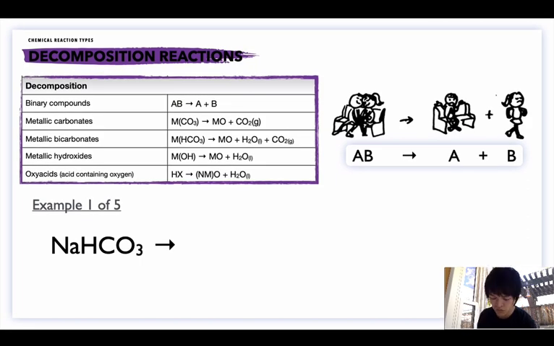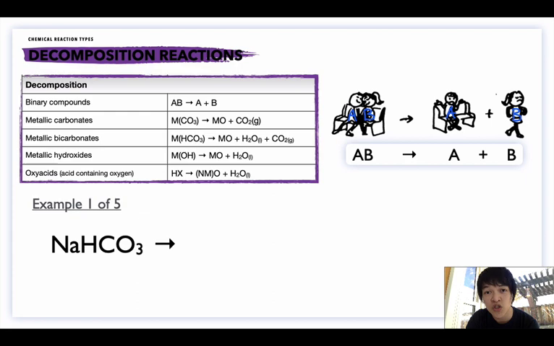Now, in a decomposition reaction, it's very simple. You start with one compound, and that compound you have on the left side of your equation. What you're going to get is multiple products. So in this generic example, we have a couple that's together, but then they break apart. That's basically what a decomposition reaction is. It's pretty much the opposite of a synthesis reaction.